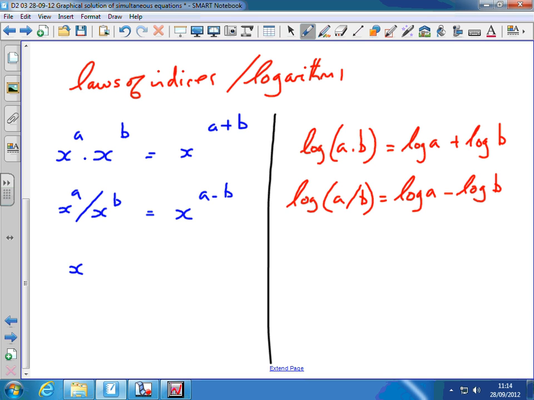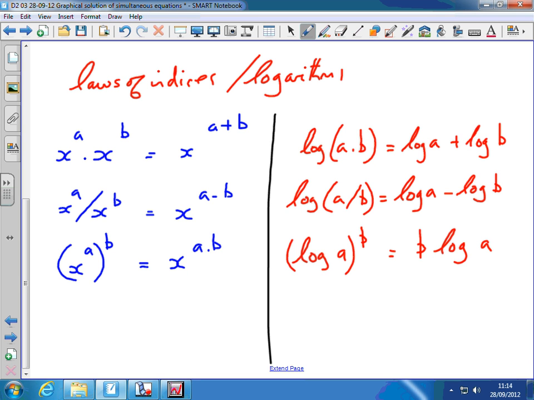X to the a raised to another power, b. If I've got one power raised to another power, can you remember what the rule of indices is? You times them together, Tom, right? X to the a times b. So, and this is the useful one for us, this is really the key one, the log of a to the power b is b times the logarithm of a. We just multiply them together. And this is the important one that we're going to be using.